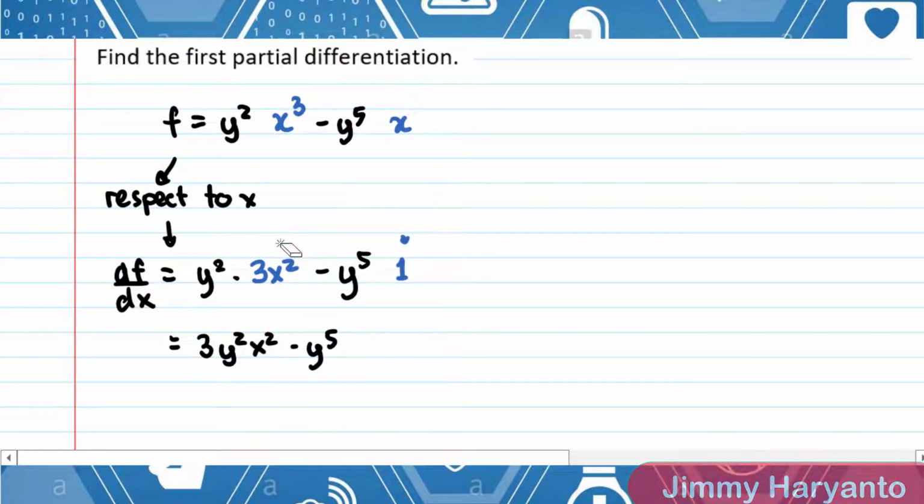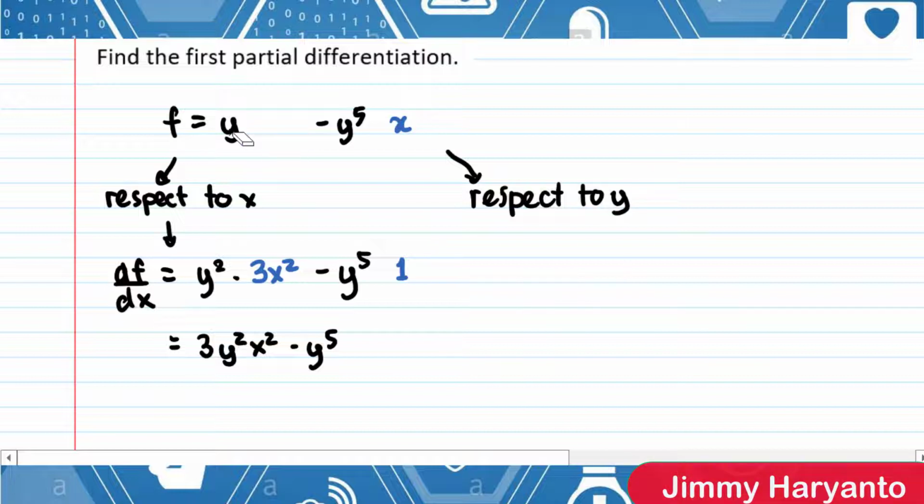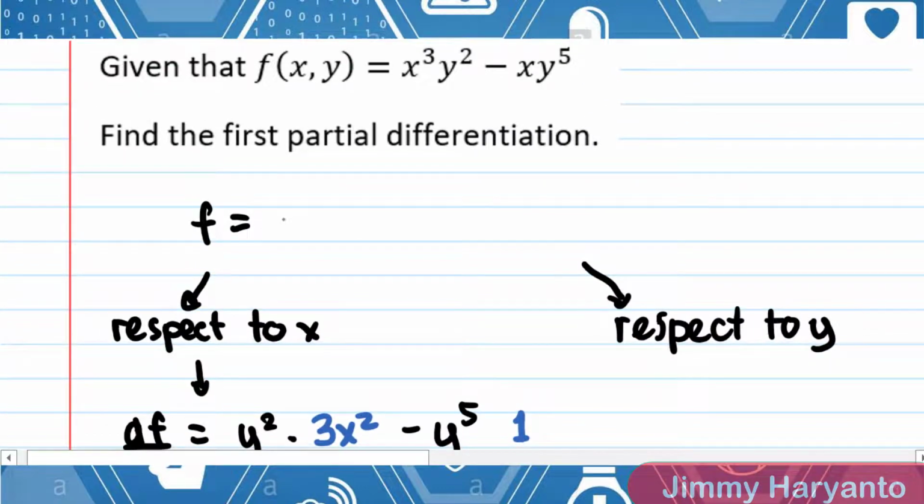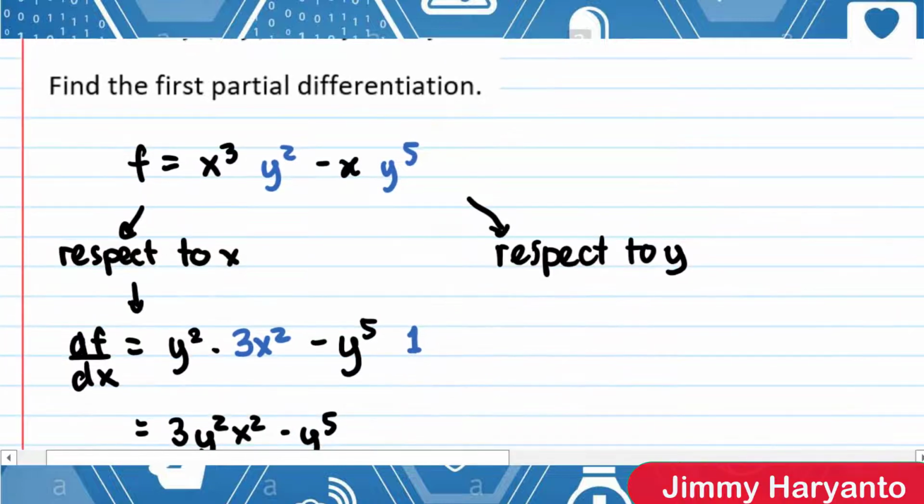Now we have to differentiate this function with respect to y. Yeah, respect to y. That means we have to rearrange them again one more time. So we have to rearrange them like this, x to the power of 3 y square. Now we have to focus on the y, minus x times y to the power of 5. Let's focus on the y, yeah.